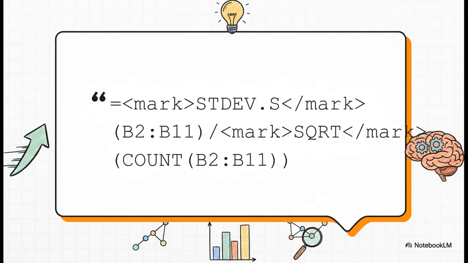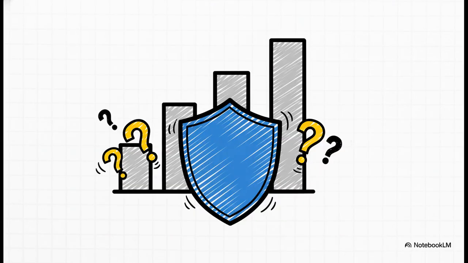But wait, there's more. If you're like me and you love a good shortcut, you can actually do all of that in one single step. You can combine everything into one master formula. Just type equals STDEV.S for your data, a slash for divide, and then SQRT with the COUNT of your data inside it. One formula, one cell, and you get the final answer instantly. It's a game changer.